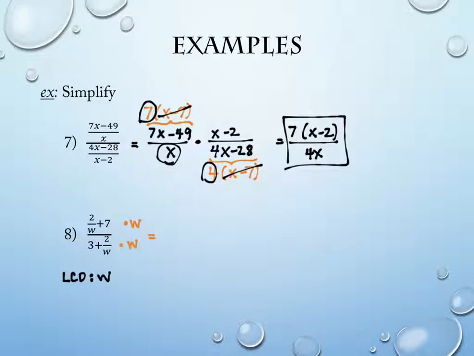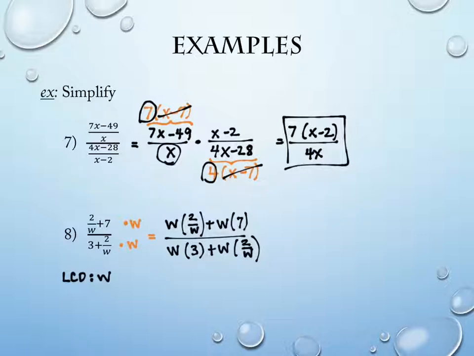And when we did this, I told you before, whatever I'm multiplying by, I want to write it down as multiplication by each part. This time it happens to be a variable. So I have W times 2 over W plus W times 7 over W times 3 plus W times 2 over W. It's just like my 20s, right? 20 times each piece. I have W's times each piece. And because it's the least common denominator, the whole point is it's going to eliminate the denominators I have.